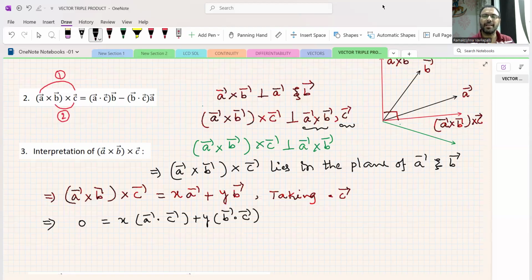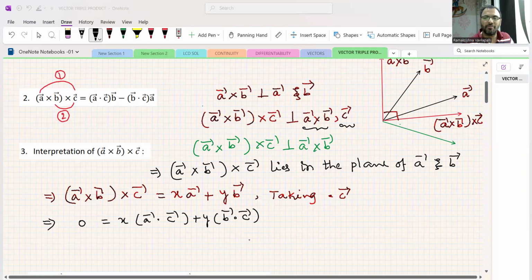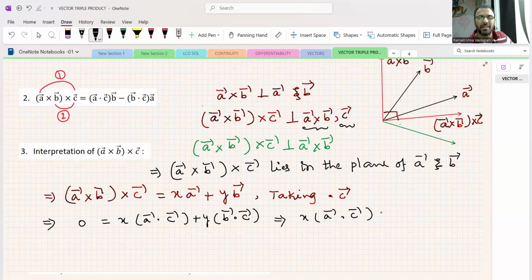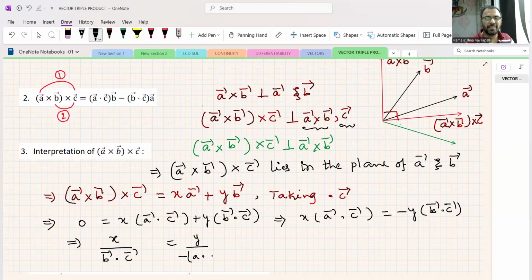So now we got some X and Y values here. You just rearrange that: X into A dot C equal to minus Y into B dot C. This implies I will write a ratio that X by B dot C equal to Y by minus A dot C. Right? So you take this ratio equal to T.